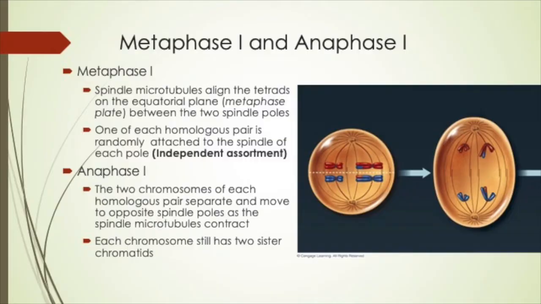And then we get into metaphase 1. In metaphase 1, the spindle microtubules align the tetrads into that plane, into that center. Remember when we get into the center, if it's not in the center, sometimes it'll pull in one direction, or it'll pull more chromosomes into the other direction. It wants to get into the center so that it can pull them equally, separately apart. One of each chromosome pair is randomly attached to the spindle of each pole.